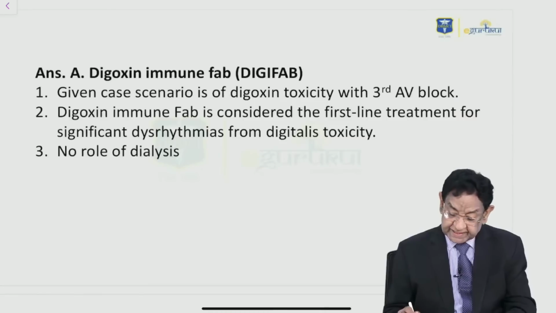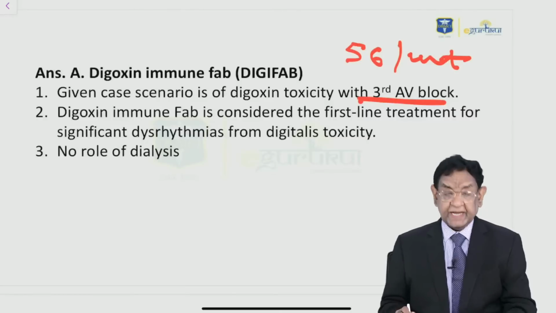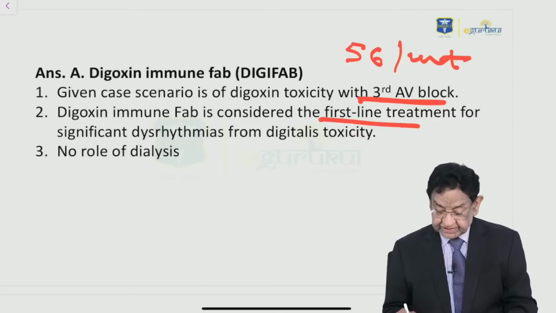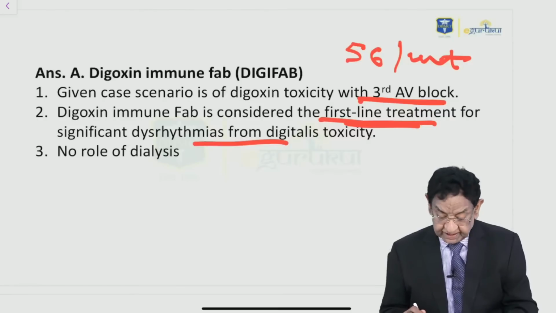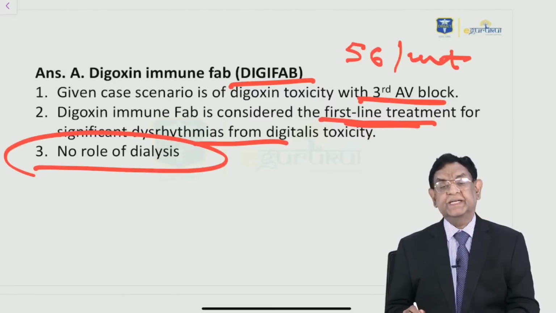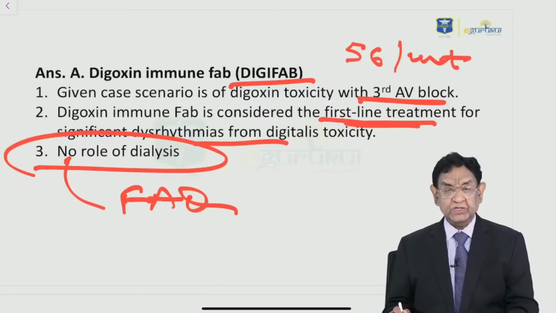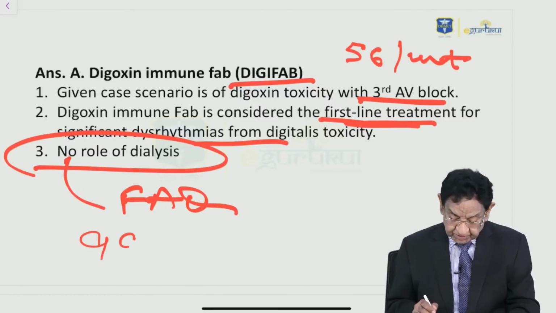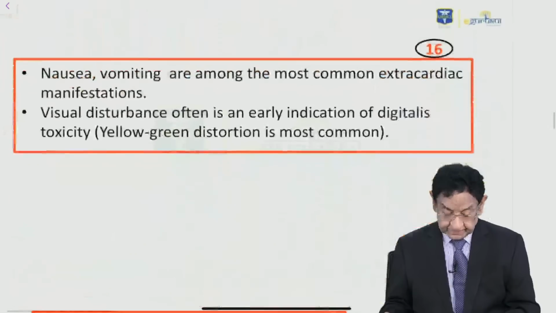So in this case, we are getting 3rd degree heart block, and the heart rate is 56 per minute. In such cases, the first line treatment is to give DG-Fab. Remember, there is no role of dialysis in digoxin poisoning. This is a very, very frequently asked question. Dialysis is not used, the reason being 99% of the digoxin is attached to tissues. Hardly anything is in the circulation, so there is no role of dialysis.